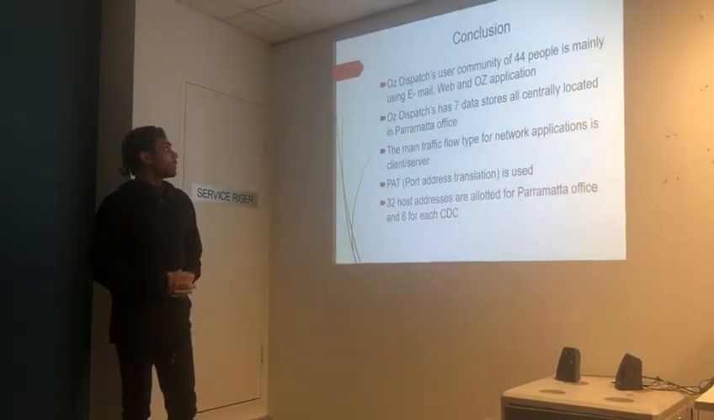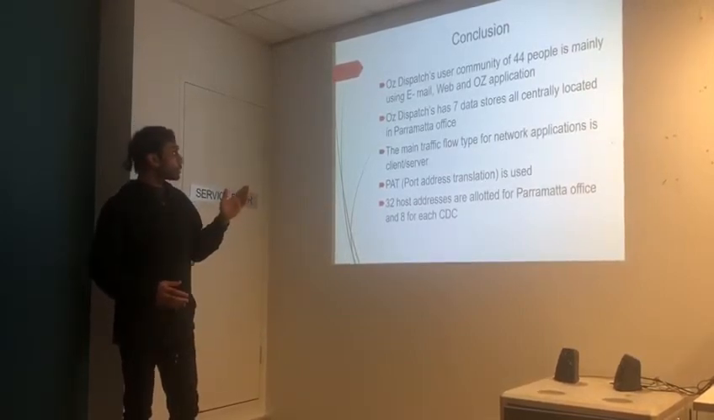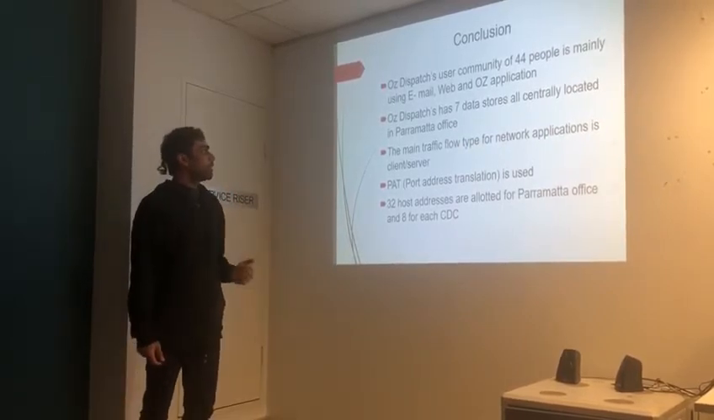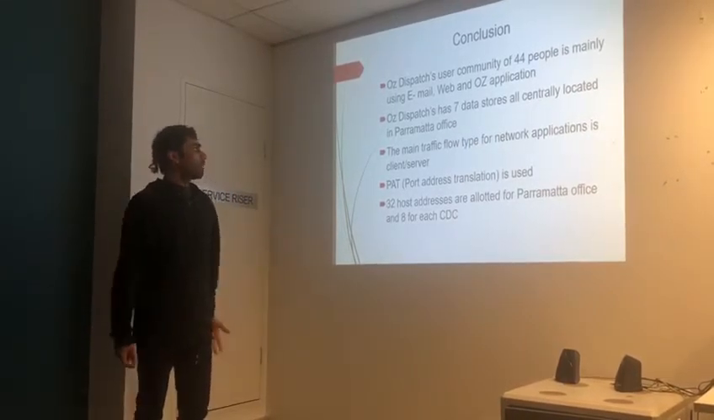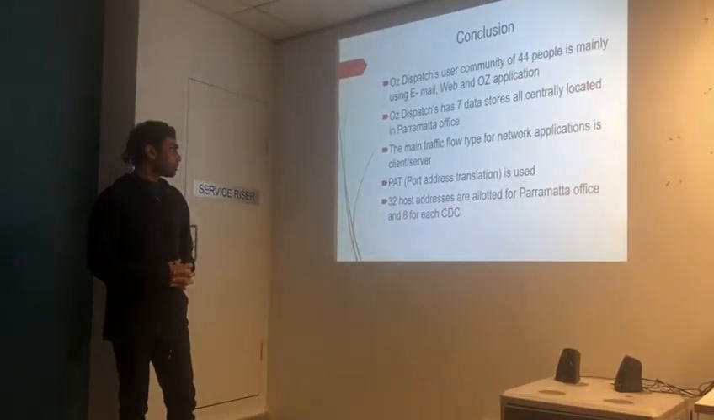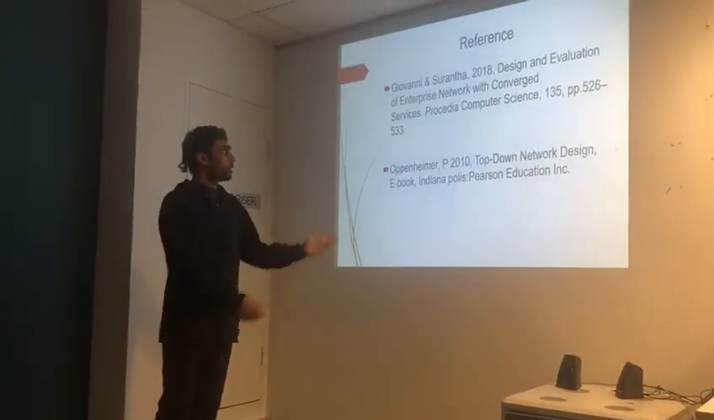Next slide, please. So in conclusion, we can see that we had 44 people in the headquarters, 7 data stores. The main traffic flow is client-server. We used port address translation, and 32 host addresses are allocated for the Parameter office. And these are the references. Thank you.